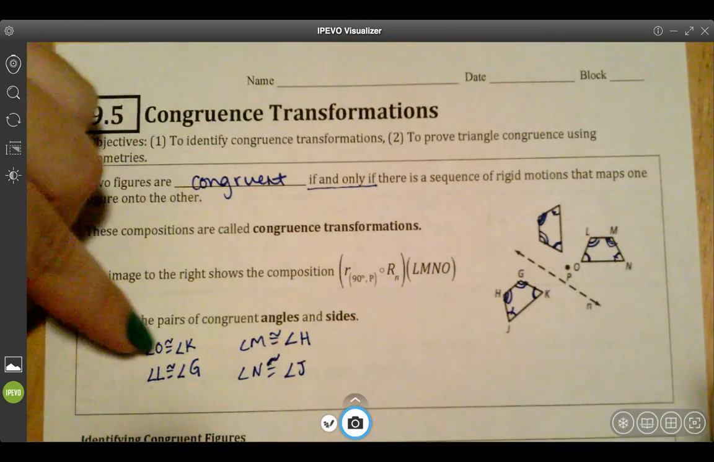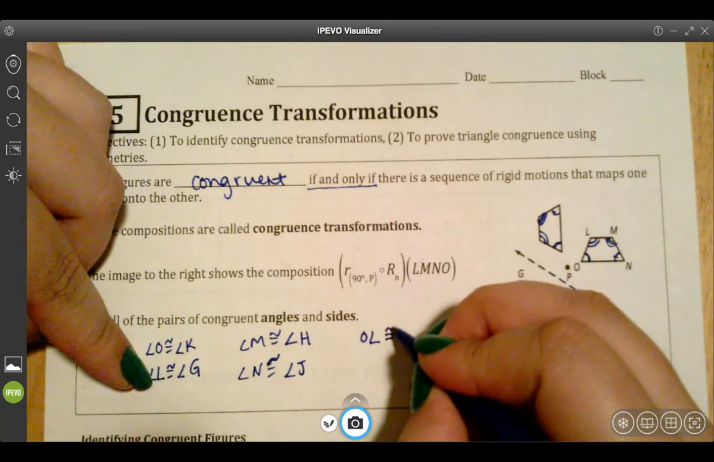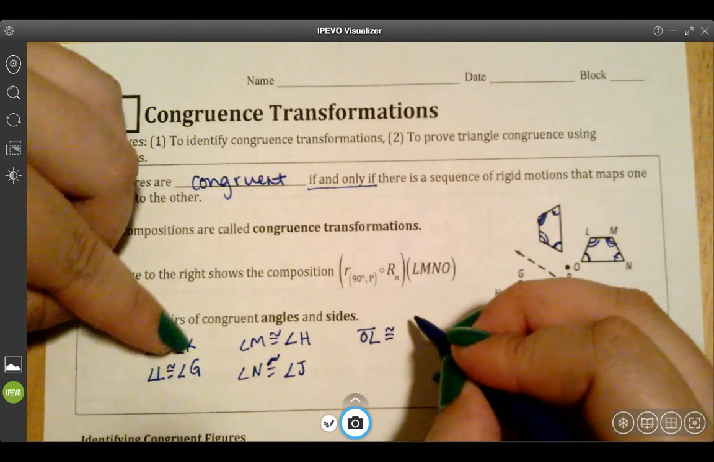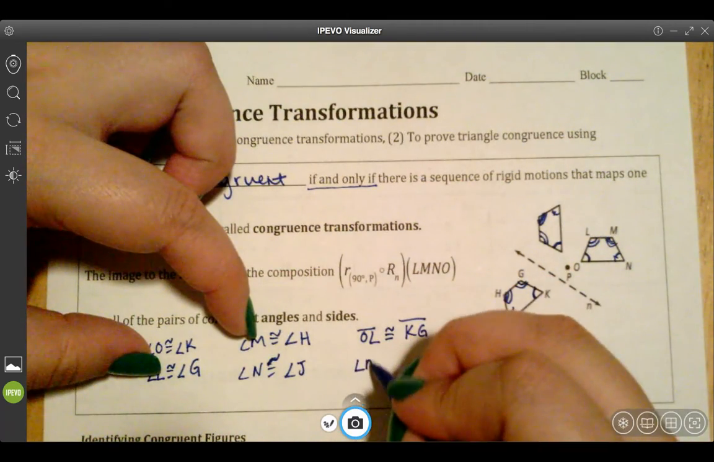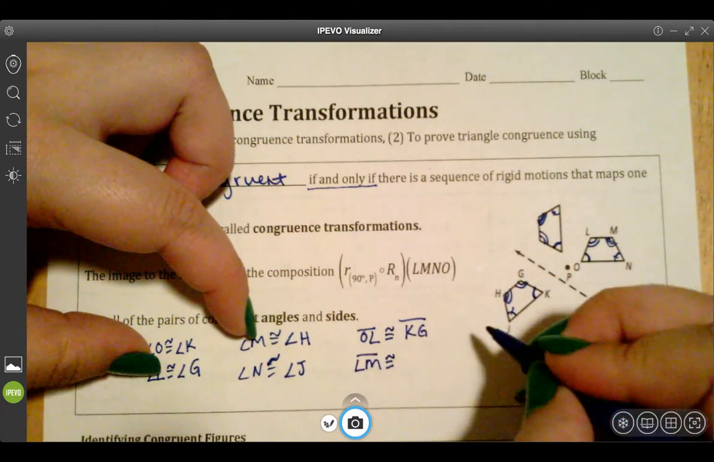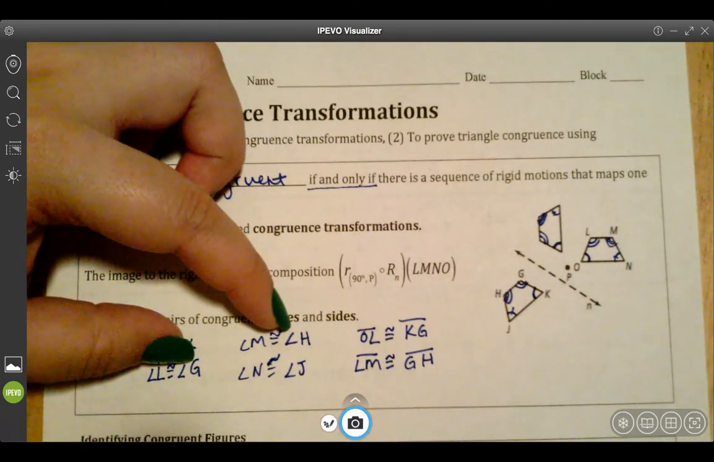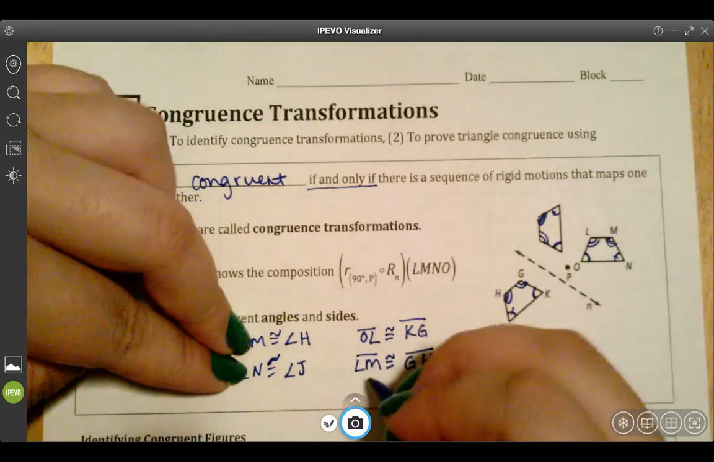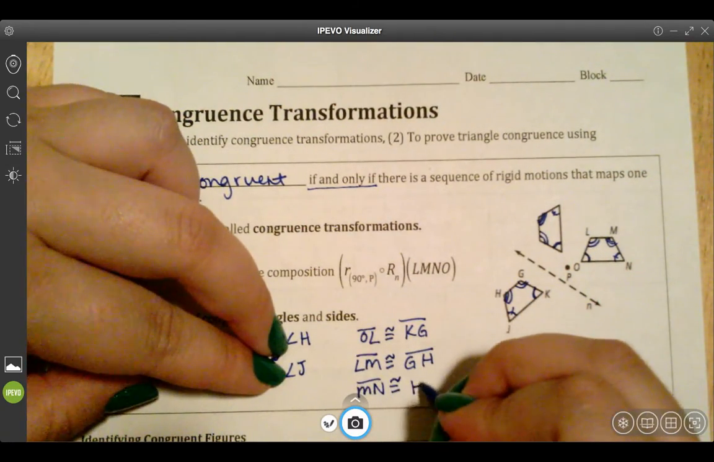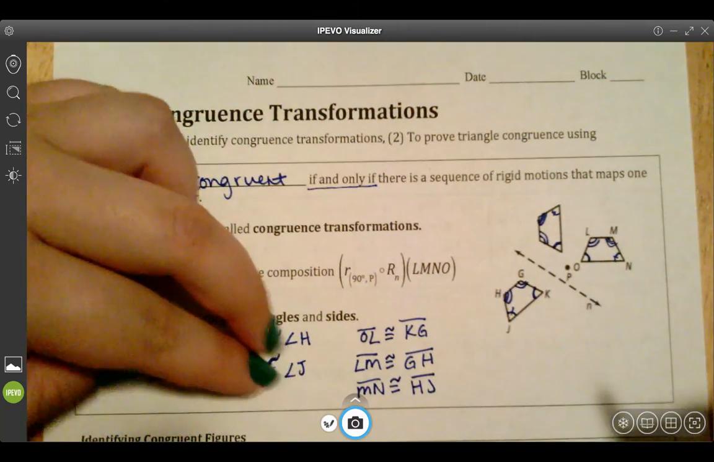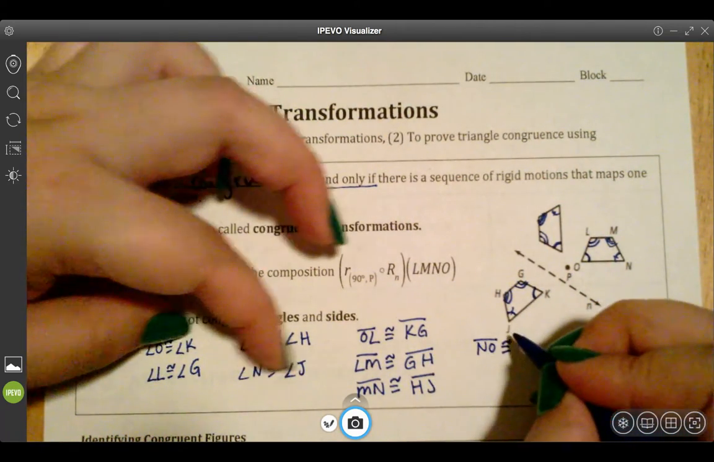And now we can do the sides. So we'll say OL is congruent to KG. LM, GH. So I'm using the angle statements that I have in order to write my segment statements. MN, HJ, and then finally NO with JK.